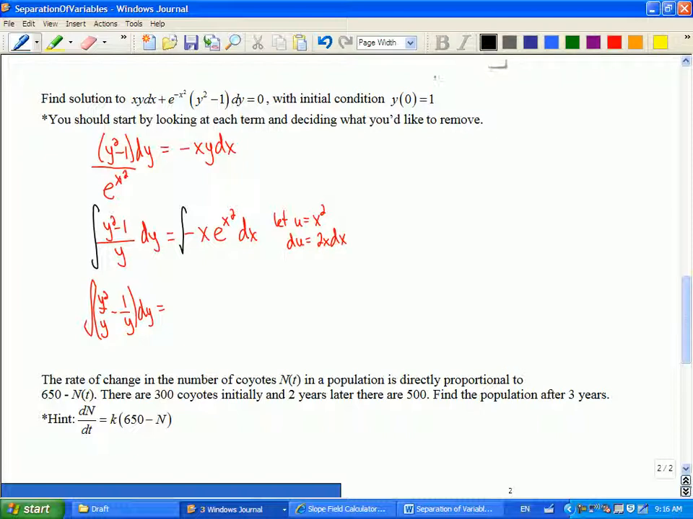So I'll need to put in a negative 1/2 to balance things out. And then here I'll have e to the u du. And let's see here, I can take some integrals now. I'll have to carry on up here. So this will be the integral of y minus 1 over y.